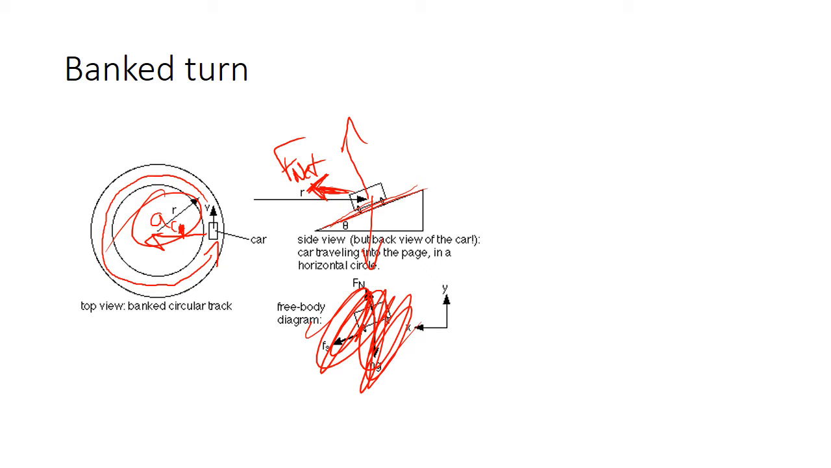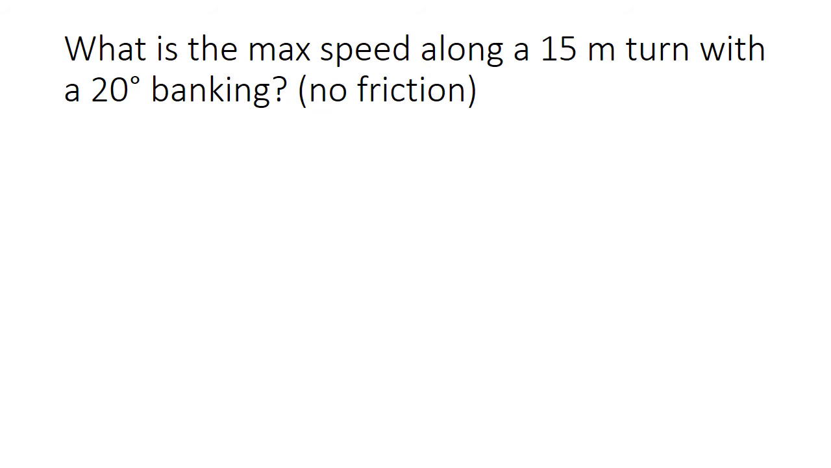Let's just jump in and do one. What's the max speed along a 15-meter turn with a 20 degree banking? No friction. We're not going to do friction today. Don't worry. That's tomorrow. Okay. So let's figure out this max speed. You'll notice mass doesn't matter.